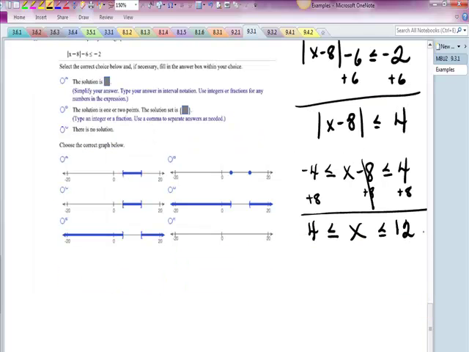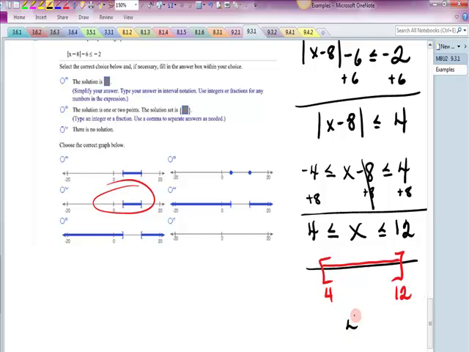So x is between 4 and 12, and it will have brackets because of the equal to. So x is any of those numbers, and it looks like it would be this one. And as an interval, it will be [4, 12]. So that's what we will write up here in interval notation, 4 to 12.